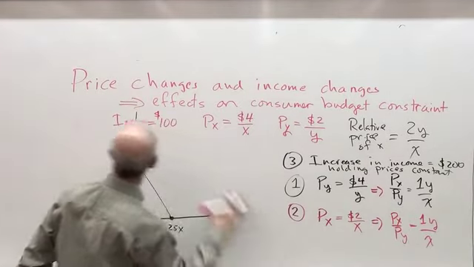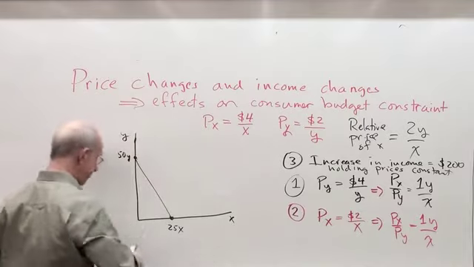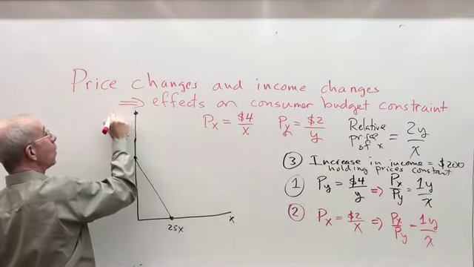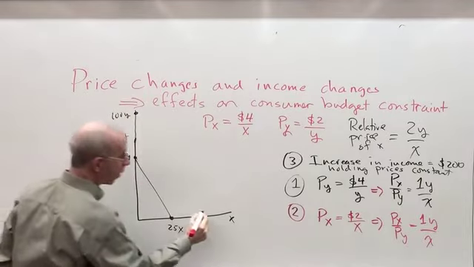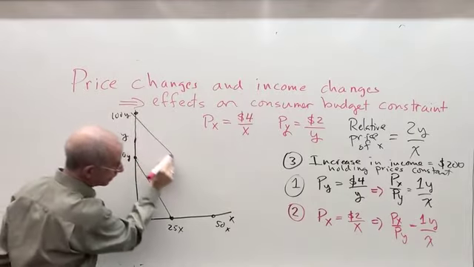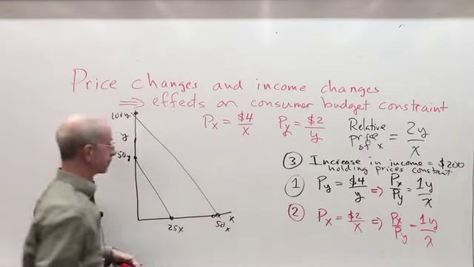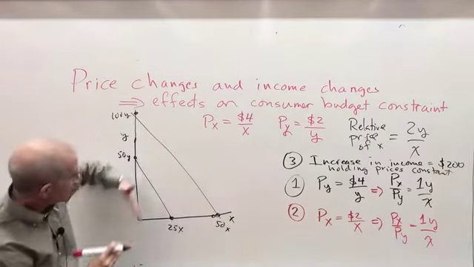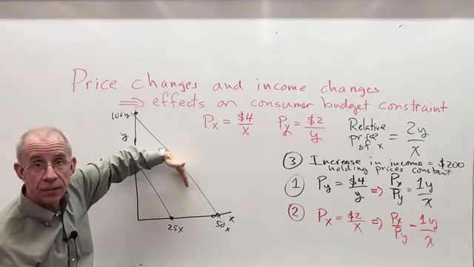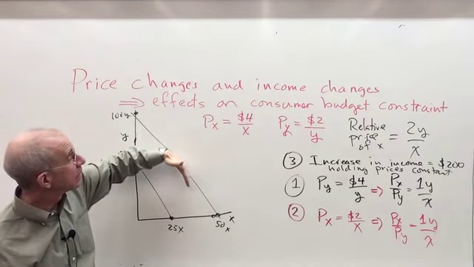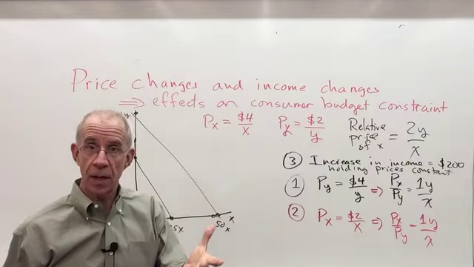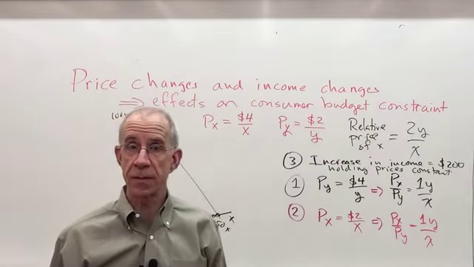Now with your income, you can buy 100Y or 50X or some combination in between. So the budget shifts out if your income goes up, holding prices constant.